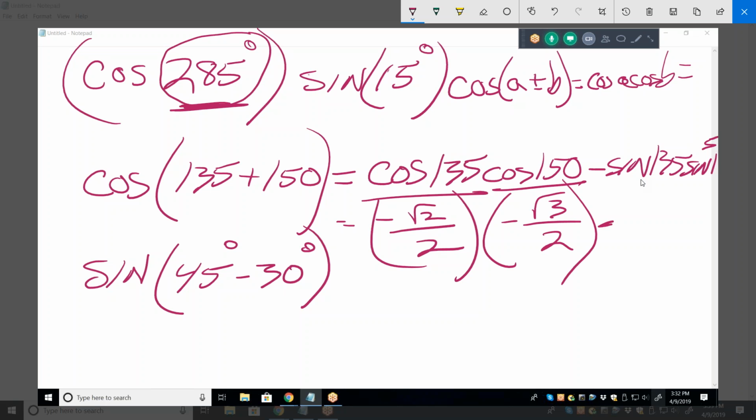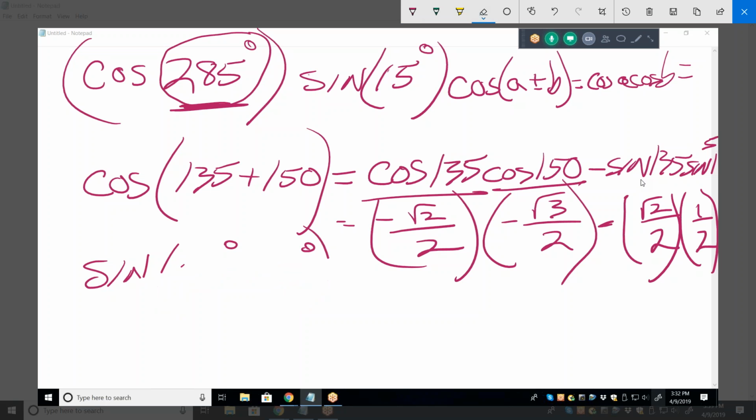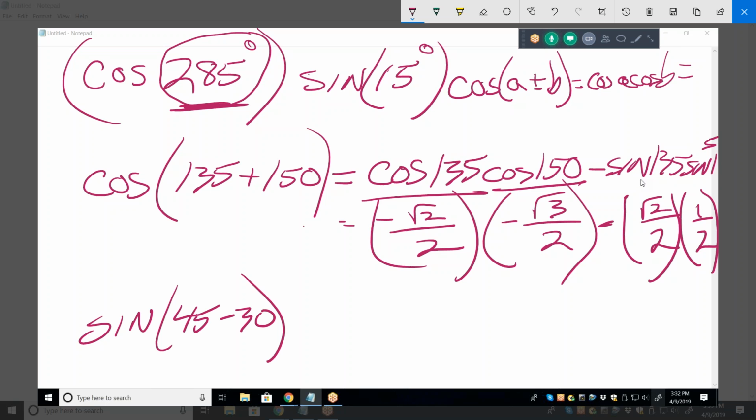Okay, what's the sine of 45 degrees? Root 2 over 2. Positive. And what's the sine of 150? That's 1/2. Positive. Okay. And now we can, here, let me do this. Simplify this.